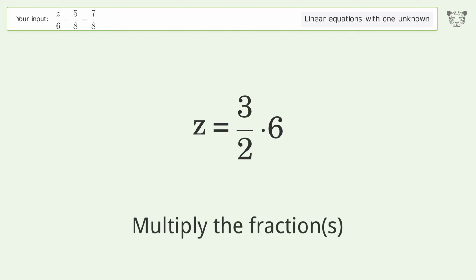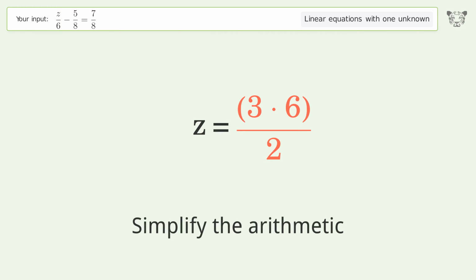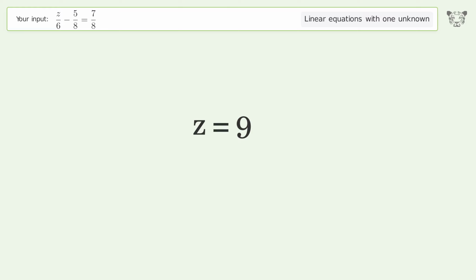Multiply the fractions. Simplify the arithmetic. And so the final result is z equals 9.